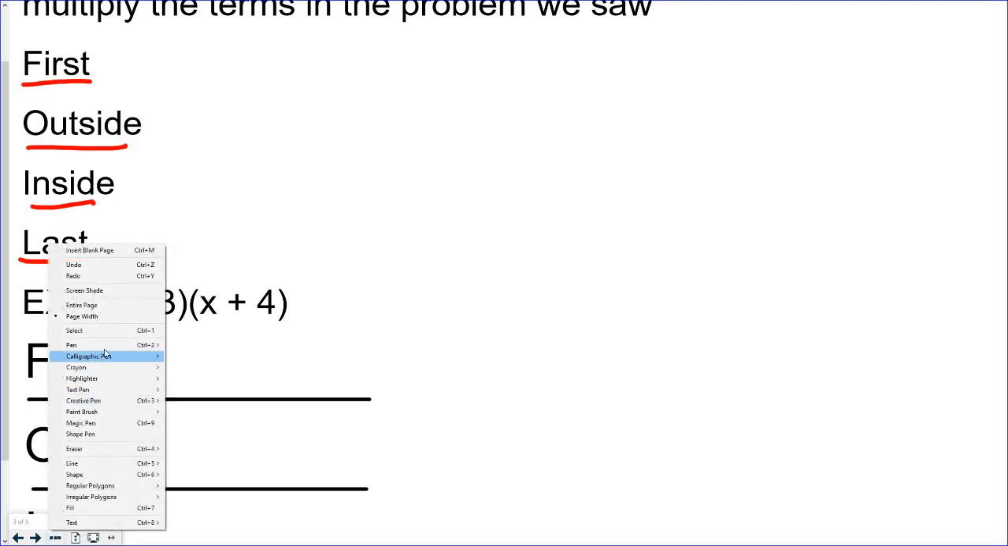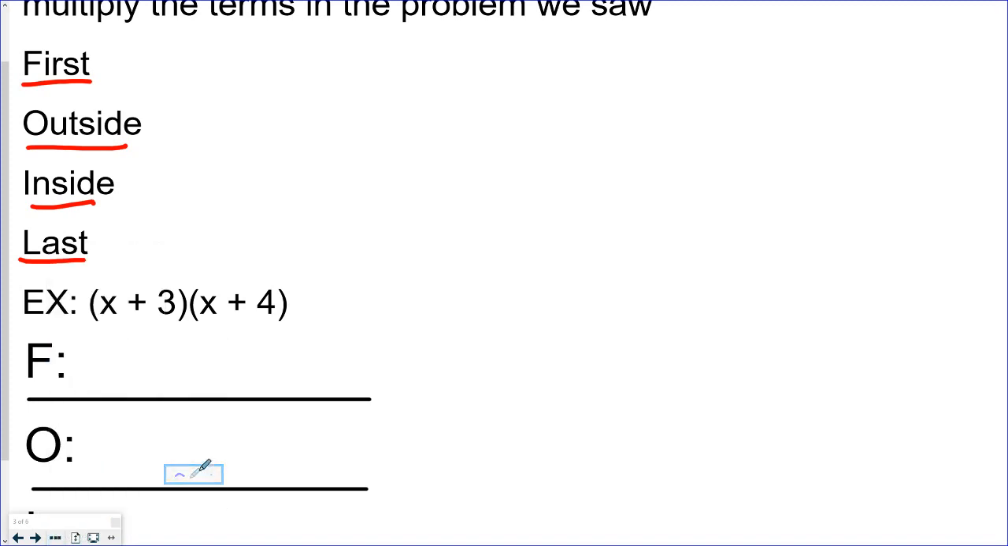Let me do this in a different color here. So this says multiply the first terms in each binomial together. So let's look at this binomial. What's the first term? Well, the first term is the x. So I'm going to multiply x times, what's the first term in this binomial? Well, the first term's x. So multiply x by x, and that will get me x squared. All right, all good there.